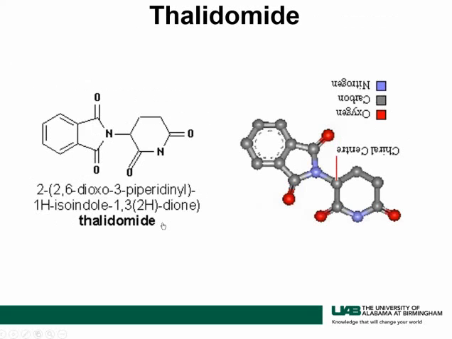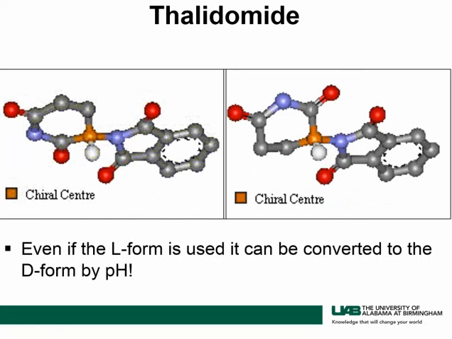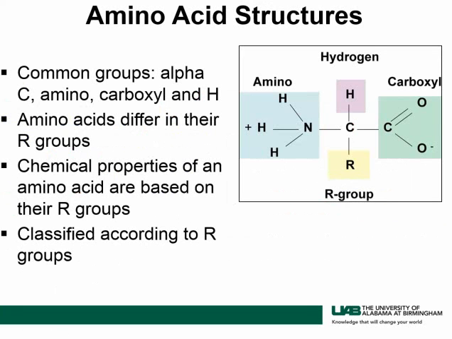And this is thalidomide right here. This is the chiral carbon right here. The L form is the one that is used as a tranquilizer to calm morning sickness, but it can be converted to the D form by simply slightly altering the pH of the environment. And this is what we said. Now let's go back to amino acid structures. When you have these common denominators, the carboxyl group on the alpha carbon, you have the carboxyl and the hydrogen and the amino group.